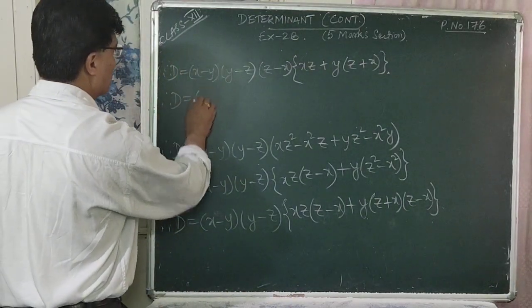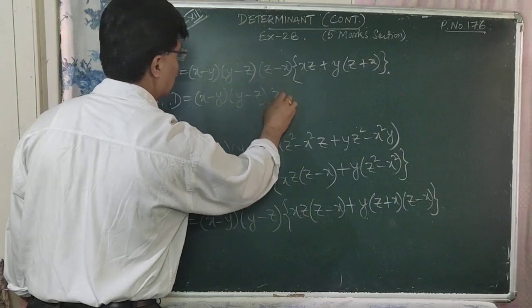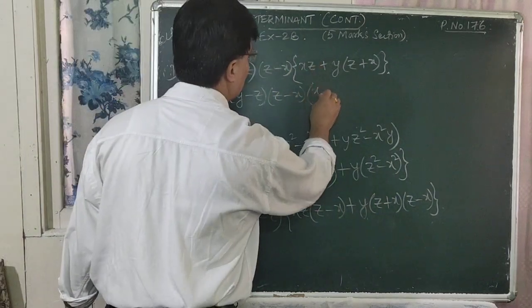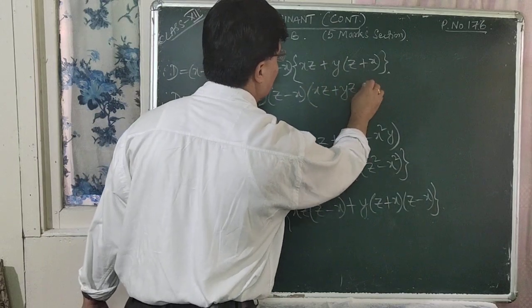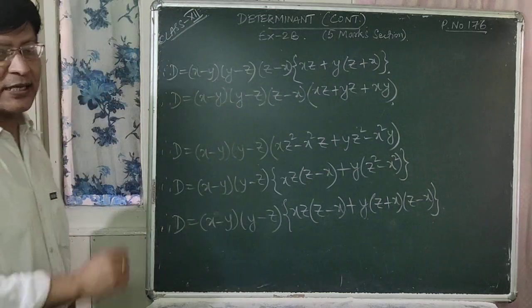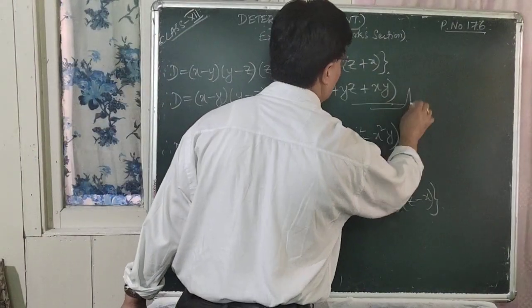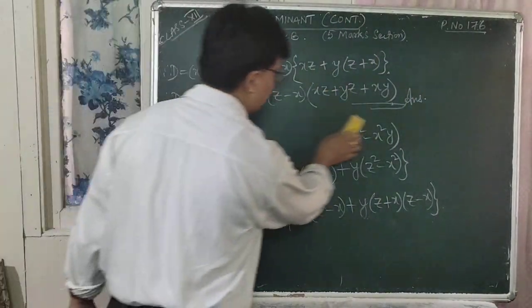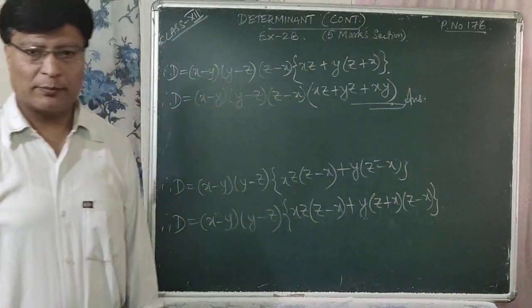Now let us simplify the expression within the second bracket. Therefore D is equal to (x minus y)(y minus z)(z minus x) into, now let us simplify it, xz plus multiply by y here, yz plus multiply by y here, this is xy. So these are the four factors of the given determinant. So this is your answer. So you can copy it, we'll do the next problem.